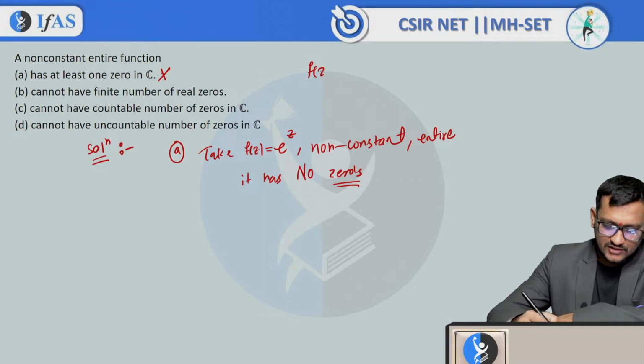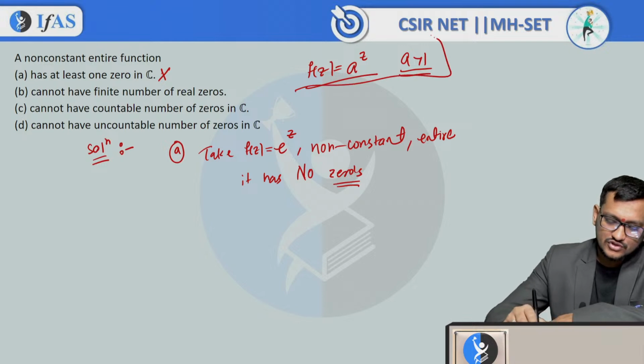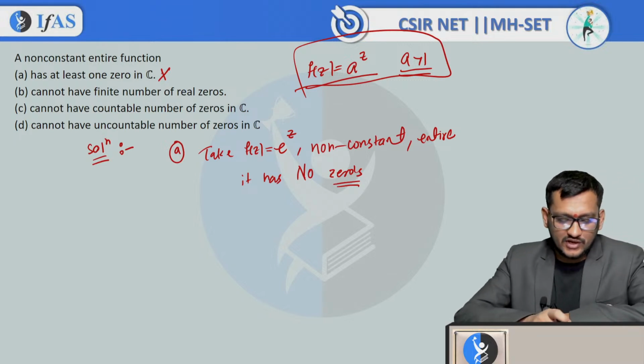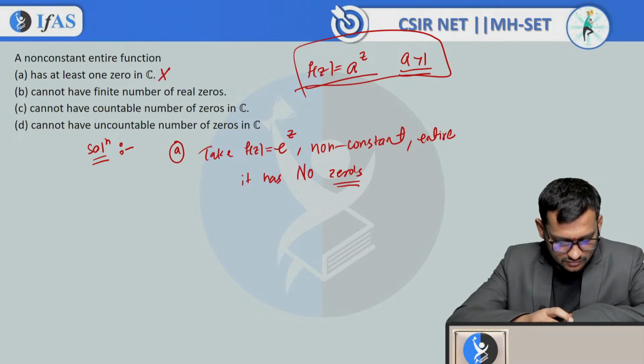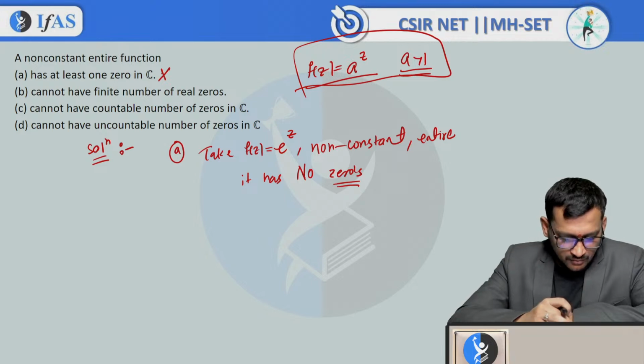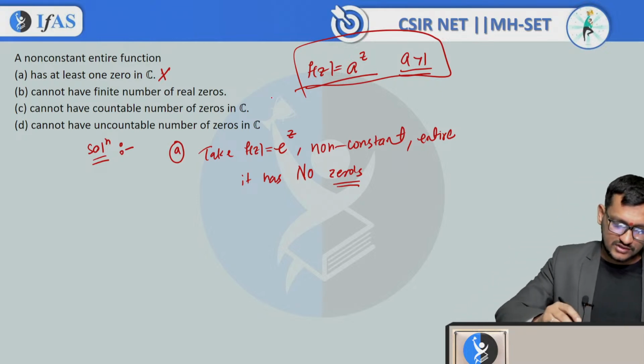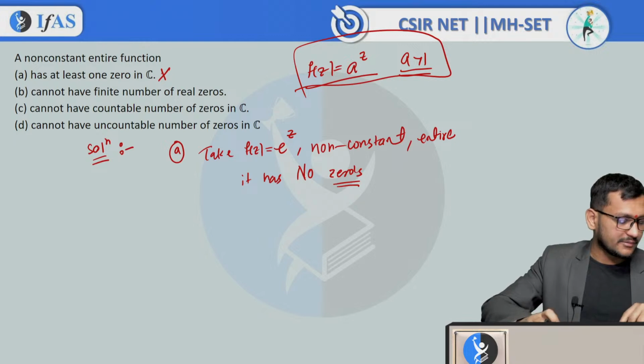You can take a to the power z as well. This is a general function, a is positive. This is also non-constant entire and carries no zeros. Let me know in the comment section. Okay, try to do the other options and let me know in the comment section.